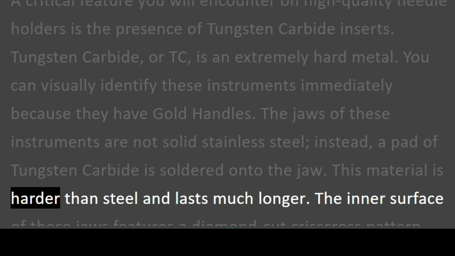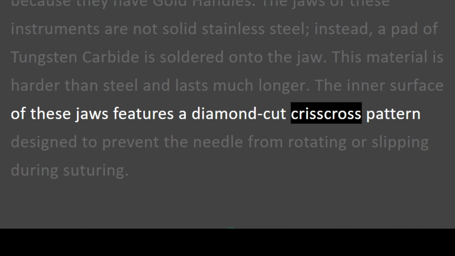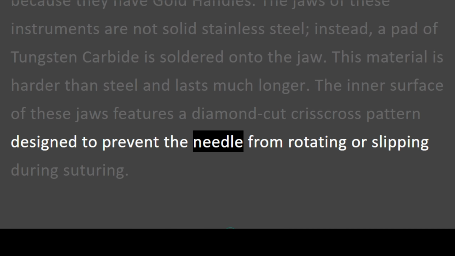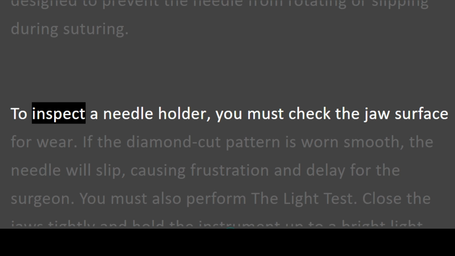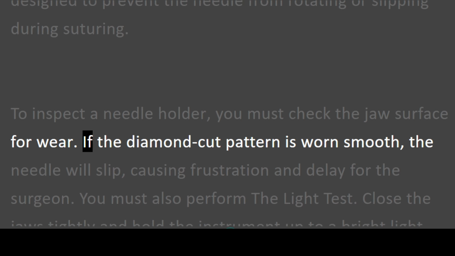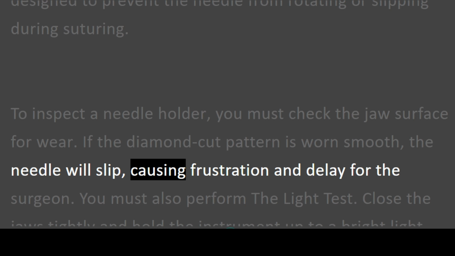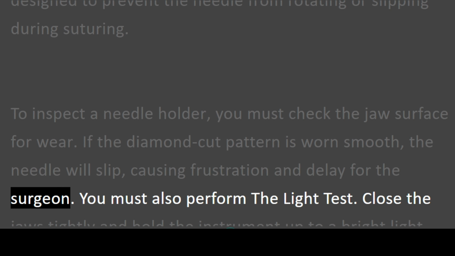This material is harder than steel and lasts much longer. The inner surface of these jaws features a diamond-cut crisscross pattern designed to prevent the needle from rotating or slipping during suturing. To inspect a needle holder, you must check the jaw surface for wear. If the diamond-cut pattern is worn smooth, the needle will slip, causing frustration and delay for the surgeon.